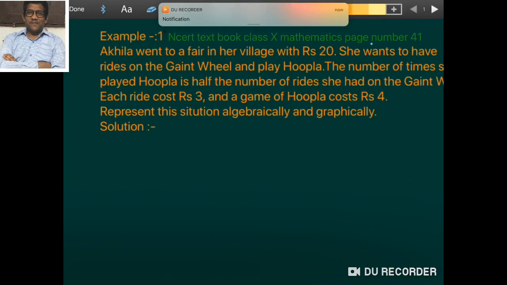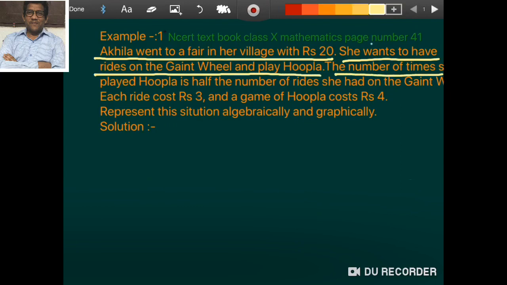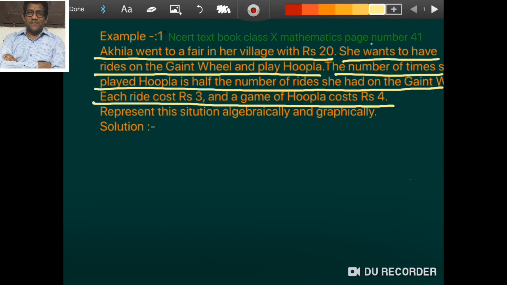Today we are going to discuss example number 1, page number 41, NCERT textbook, class 10. In this example, it is given that Akhila went to a fair in her village with ₹20. She wants to have rides on the giant wheel and play hoopla. The number of times she played hoopla is half the number of rides she had on the giant wheel. Each ride costs ₹3 and a game of hoopla costs ₹4. Represent this situation algebraically and graphically.